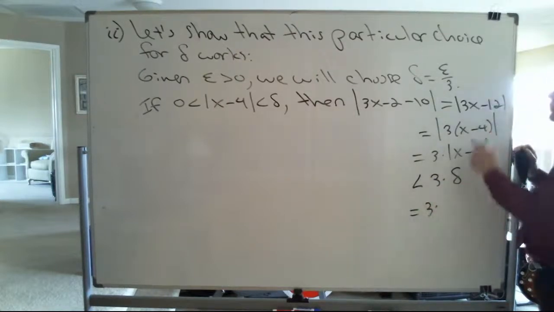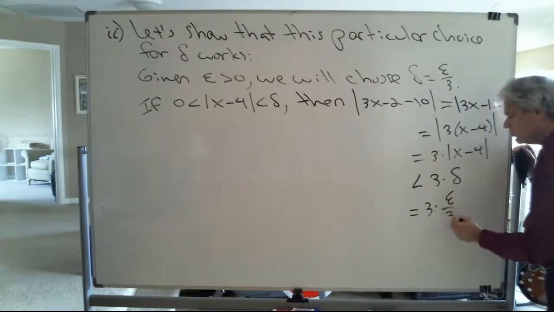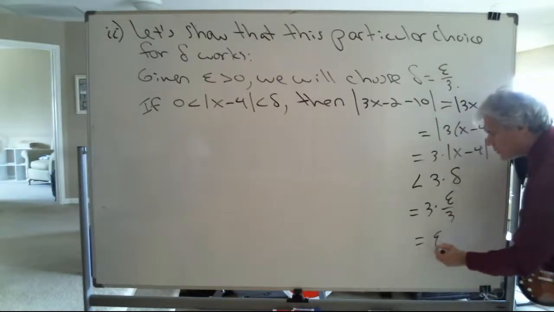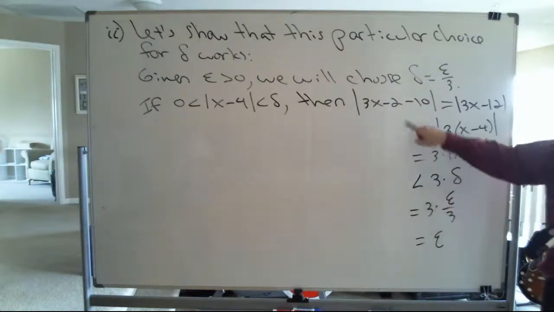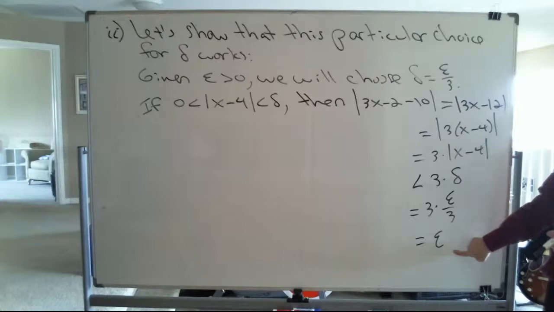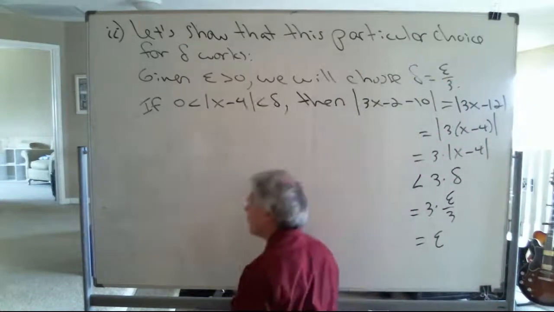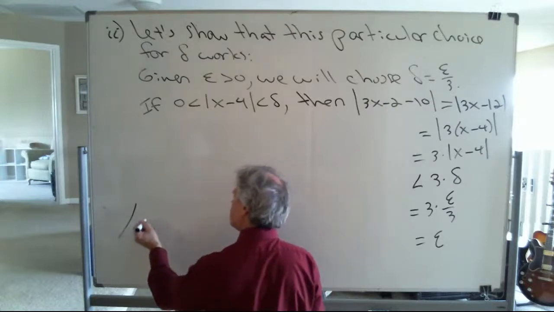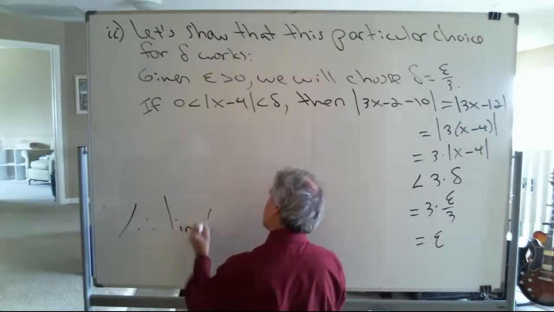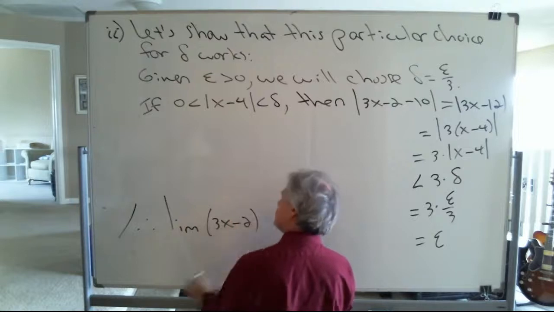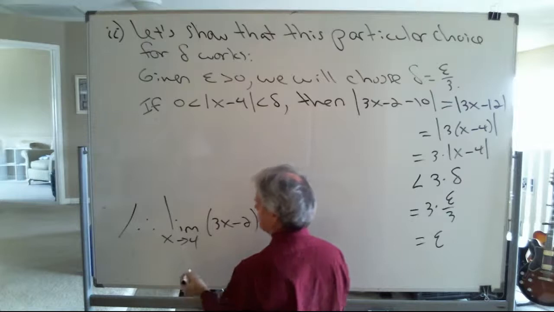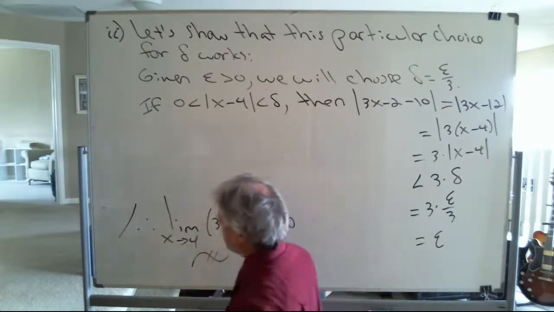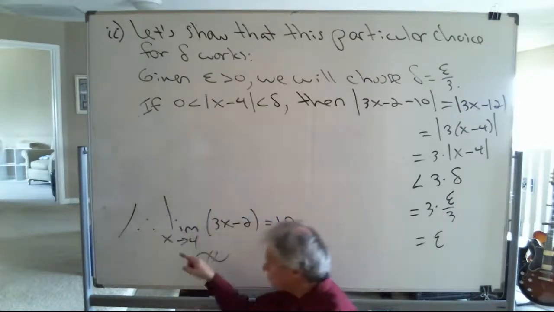However, I chose delta to be this expression. Bit of cancellation, and look at that. Now, there is a strict inequality here. That means this is strictly less than that, which is exactly what I needed to show. Therefore, indeed, I have shown that the limit of 3x minus 2 as x approaches 4 is indeed equal to 10. Jeepers. Shoot, new notation.